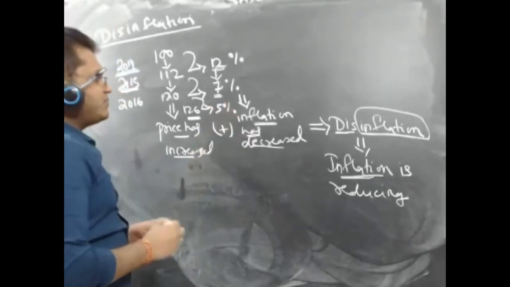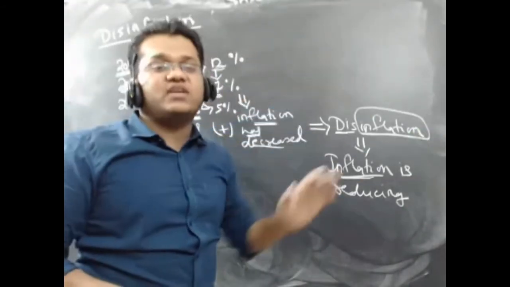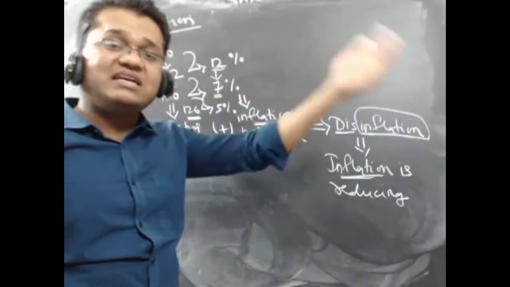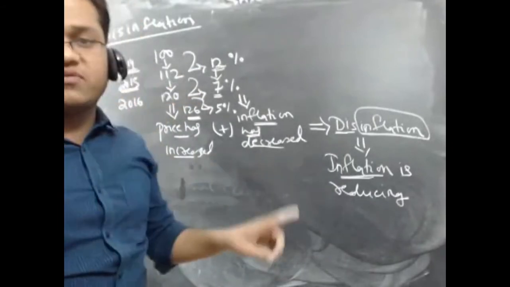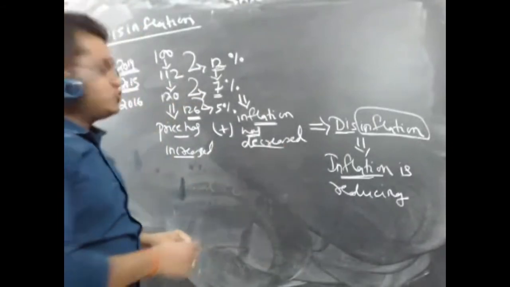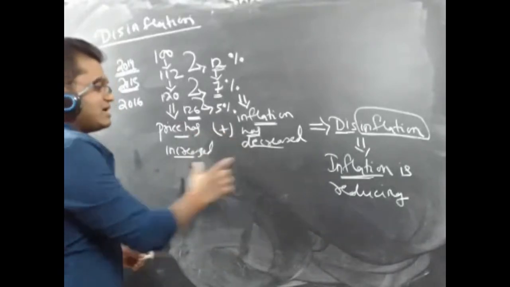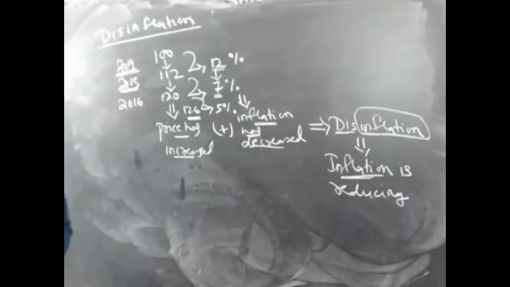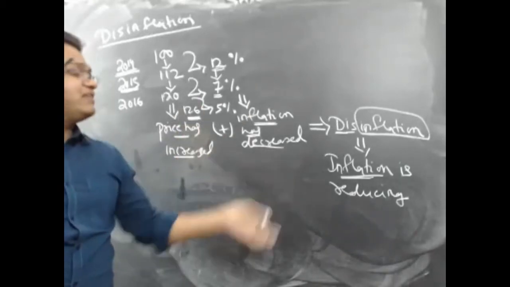Now point is, disinflation can tomorrow become deflation. One day inflation can become zero and then it can become deflation. Another thing, at present it is not deflation, it is disinflation. So what is the condition for disinflation? Price has to increase, but the rate of increase has to decrease. Okay? Is it clear? Do you want me to write any definition or you will be able to understand with this example?